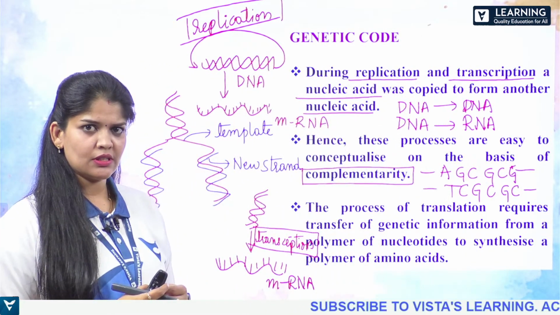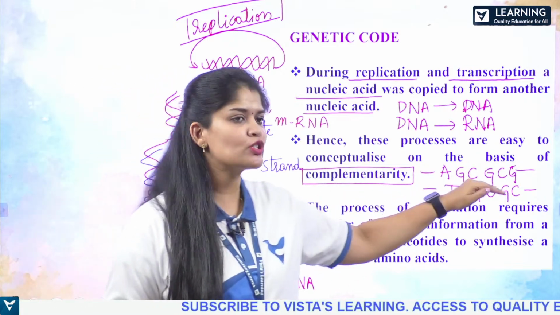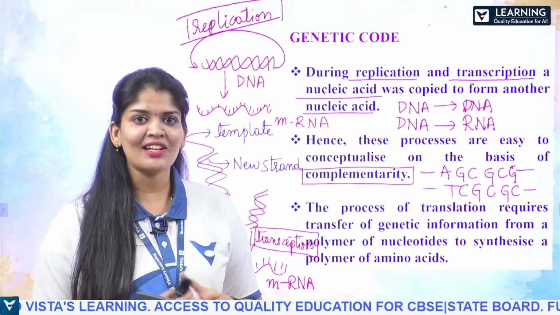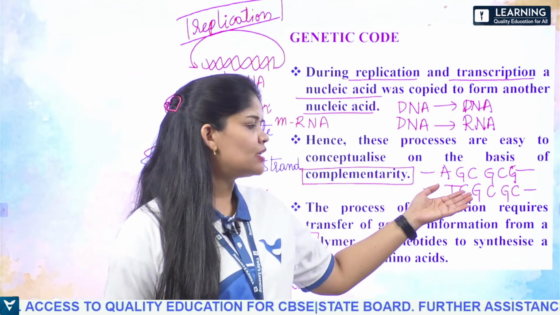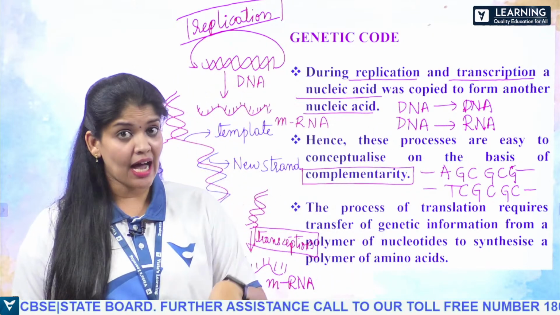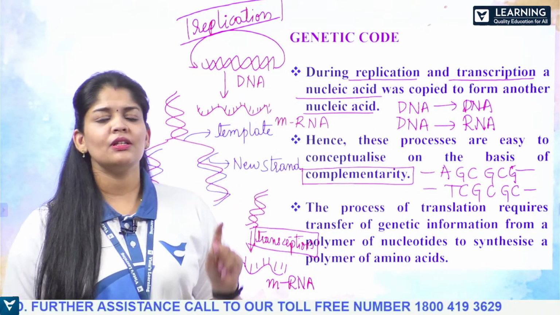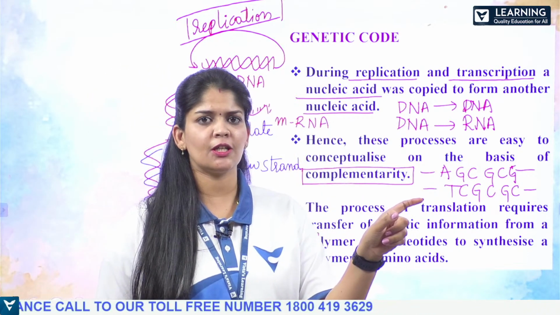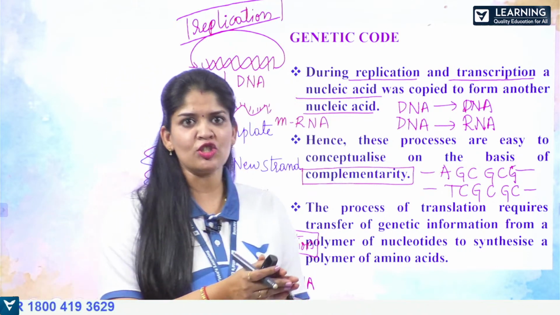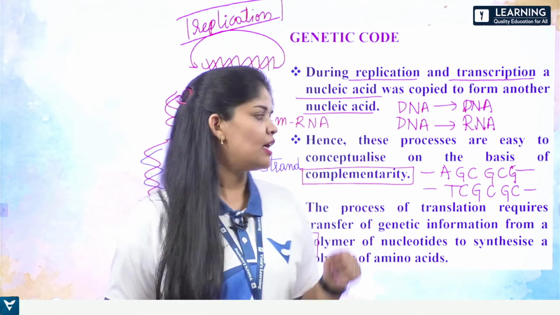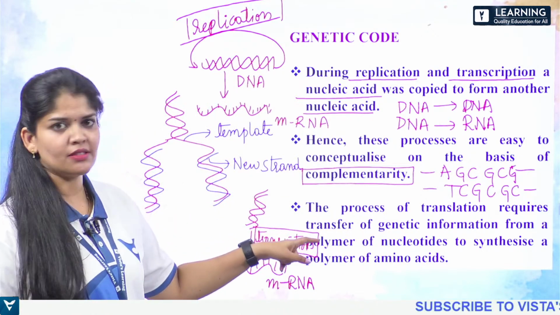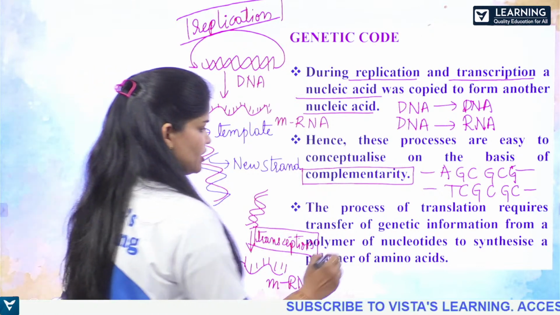We understood and we are able to write the sequence of the other newly synthesizing DNA strand because complementarity exists. And if you want to form the new strand of mRNA, that is RNA, the only exception is that whenever thymine is present in the DNA, here it is replaced with a uracil. But there exists a relationship in the form of complementarity. Here, the process of translation, a protein synthesis, requires transfer of genetic information.